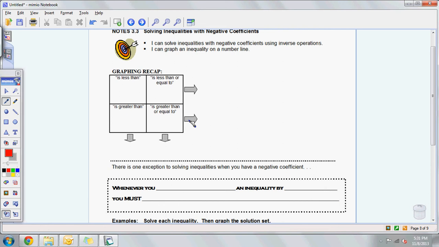Okay, so we're at section 3.3, which is actually your last section, and we want to make sure that you have all the activities done for 3.1 and 3.2 before you continue to this last section. This last section is going to be similar to what you've done. We're still going to be solving inequalities, but this time you're going to have negative coefficients.